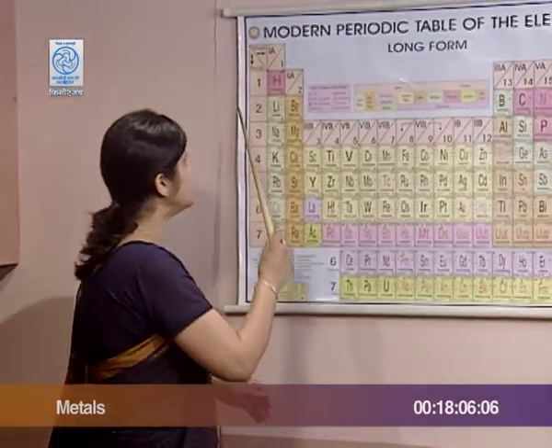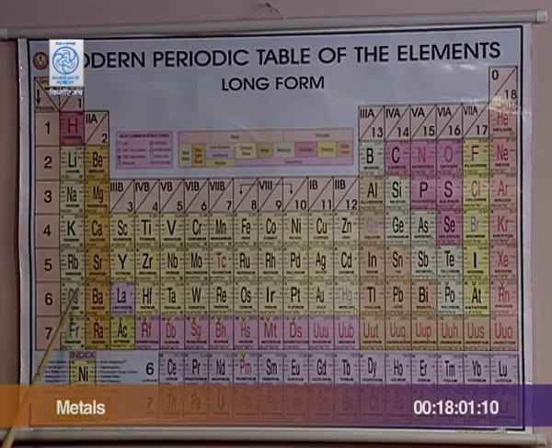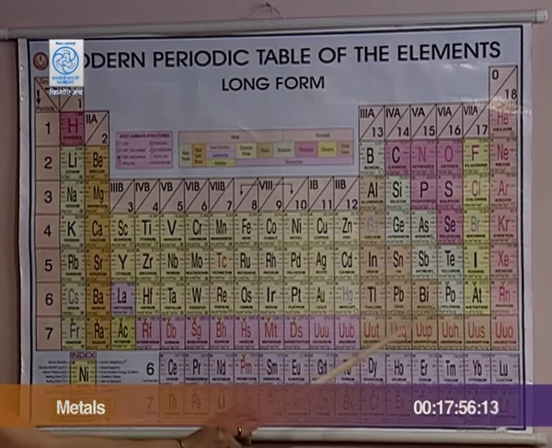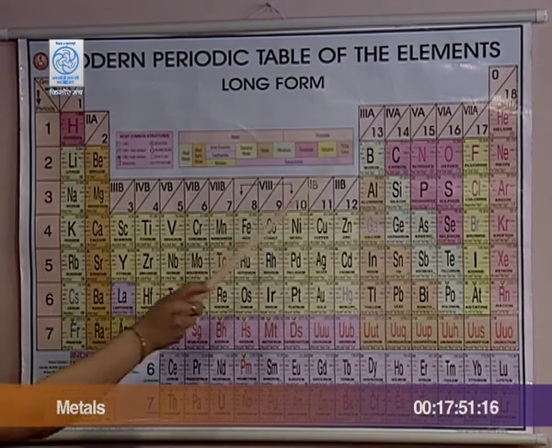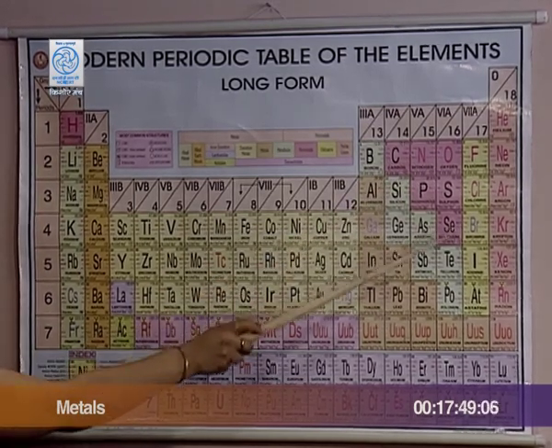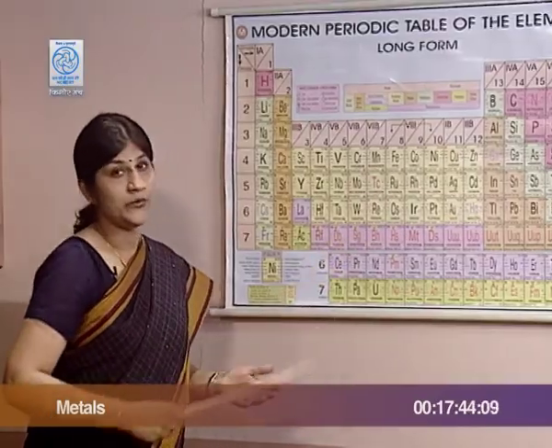Then in the 18th century, 12 more were discovered. The rest of the metals were discovered during the last 200 years only. In fact, out of the total 114 elements that are known till date, 92 of them are metals, and the rest, only 22, are non-metals. We know that metals have some special properties.